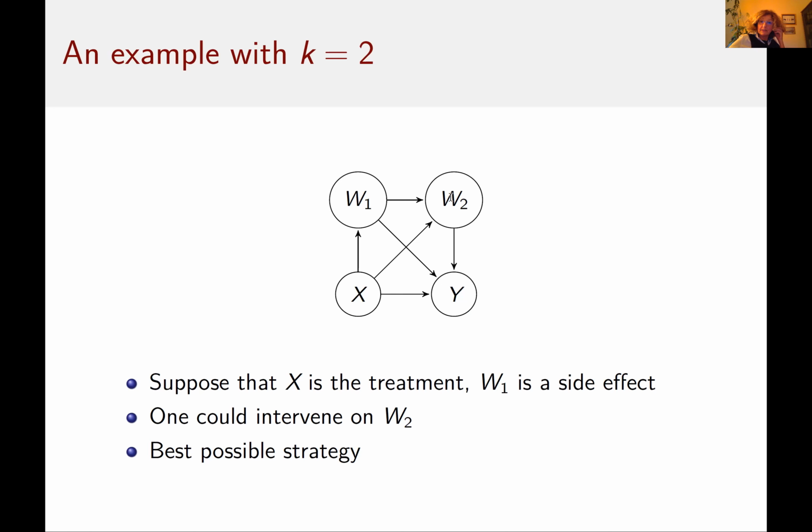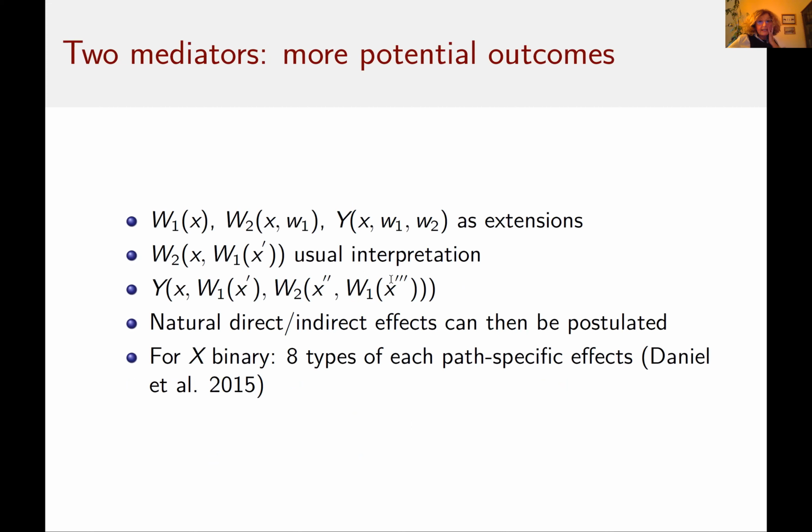Let's think of the intensive care units of the previous example. And then we want to assess what is the best possible strategy. With two mediators, we have more potential outcomes. And here, obviously, it's a bit complicated, but the extension is straightforward. And we have the usual interpretation when you have W and X, and W2 is a function of X for the direct effect, and W1, the first mediator, is the usual interpretation in terms of natural direct and indirect effect.